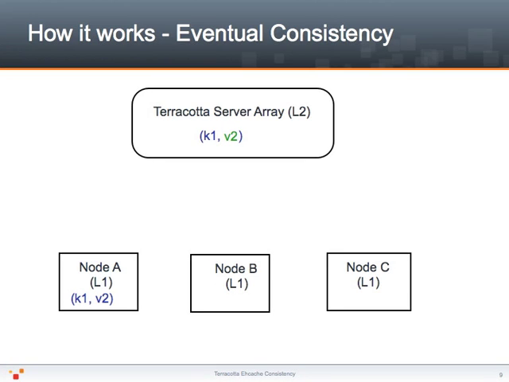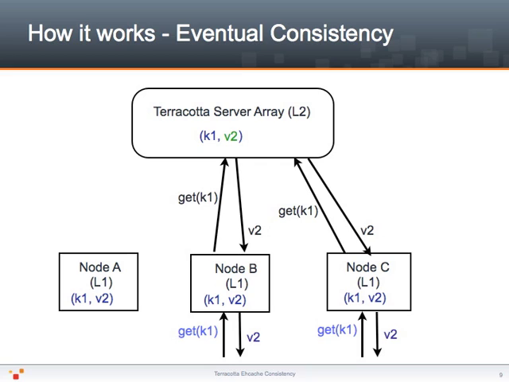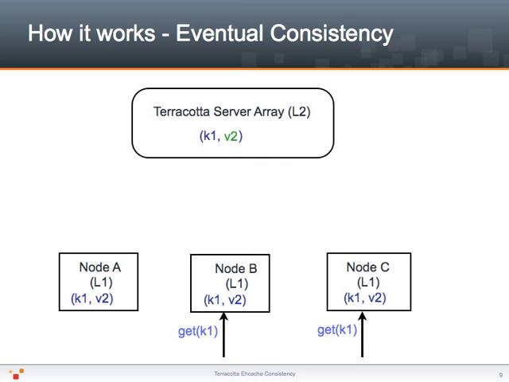When gets happen for the same key K1 from nodes B and C, they're going to see that their local cache doesn't contain the mapping for key K1 and they're going to go to the L2 to fetch its value. The L2 is going to return the updated value V2 and nodes B and C are also going to update their local cache to contain the mapping K1 V2 and return V2. If subsequent gets come in for the same key K1, they're going to hit the local cache and return V2 directly. That's how eventual consistency works.